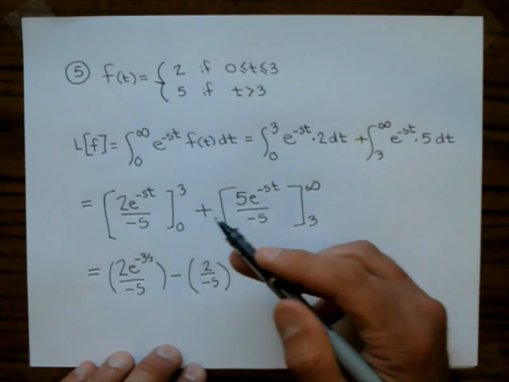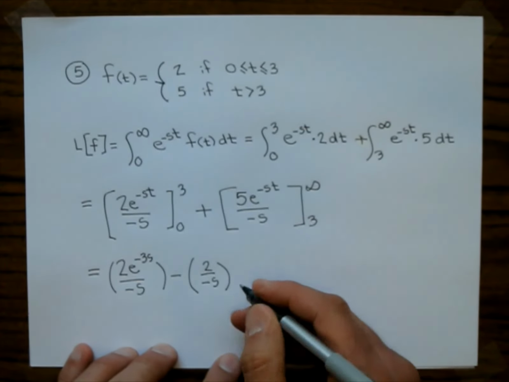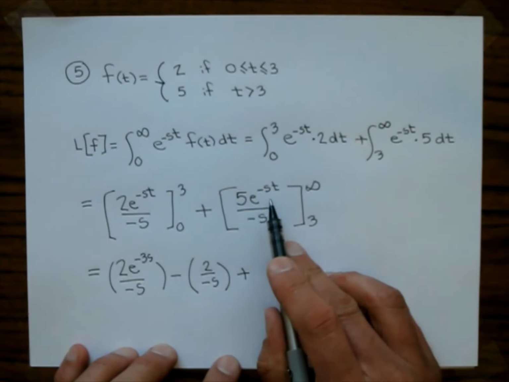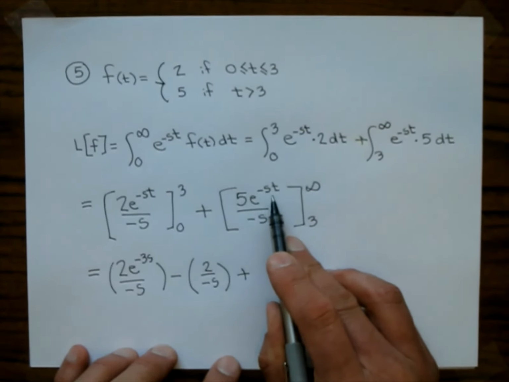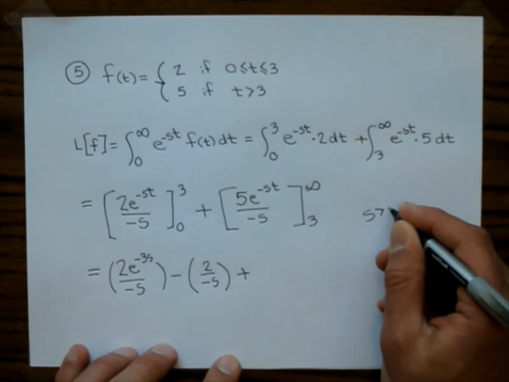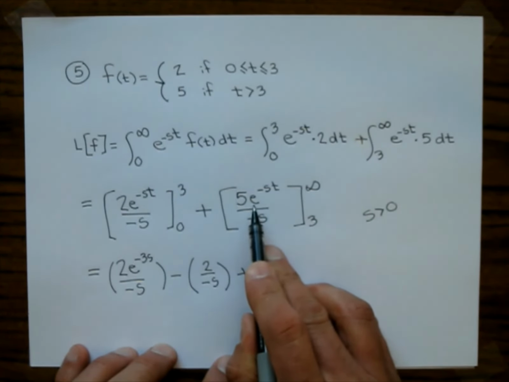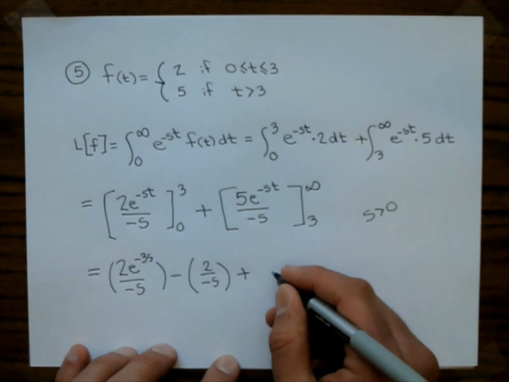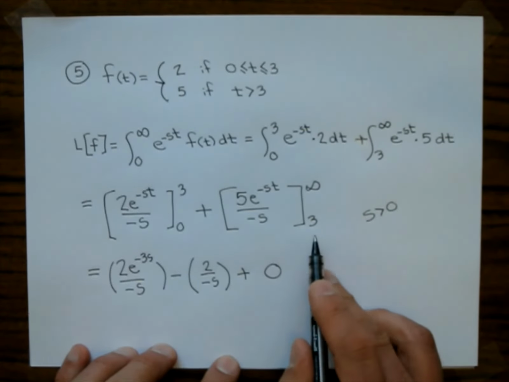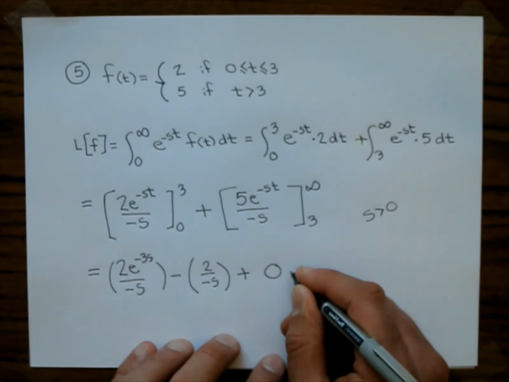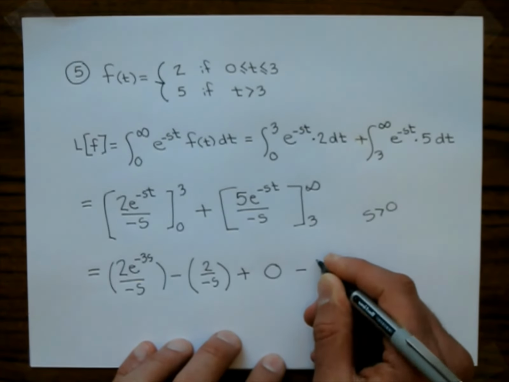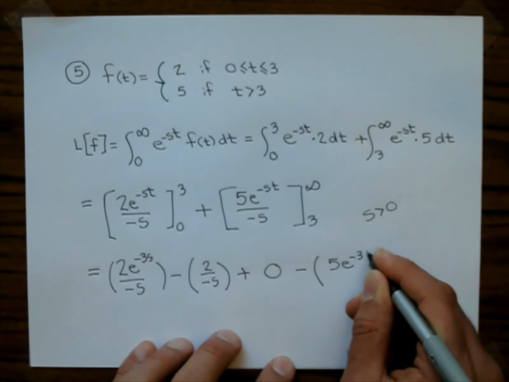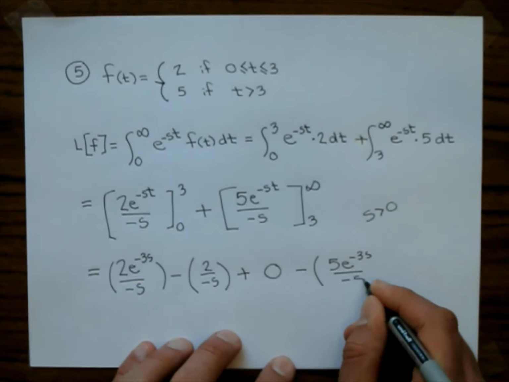Okay, so I'm done with that. Now I'm going to put infinity in for t. In order for me to get 0, I need s to be, and maybe you can take a guess, greater than 0, because if s is greater than 0, then this would be like e to the negative 100t, which gets sucked to the bottom, and that's what we want. So we would have a 0 there. And then I'm going to put 3 in for t, so I have the fundamental theorem of calculus as I put that there. We have 5e to the negative 3s, all over negative s.